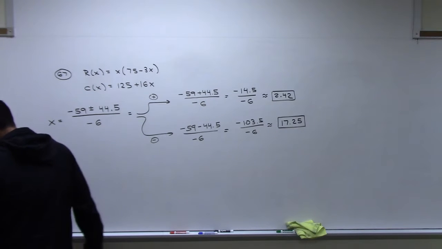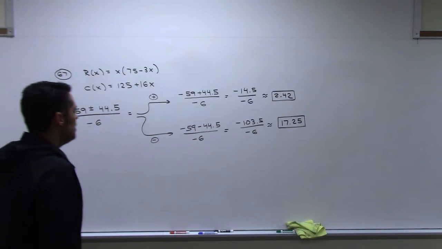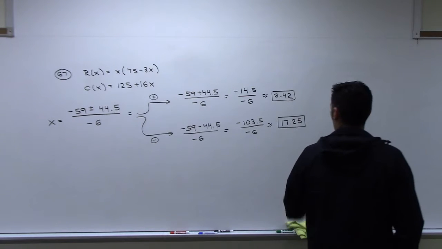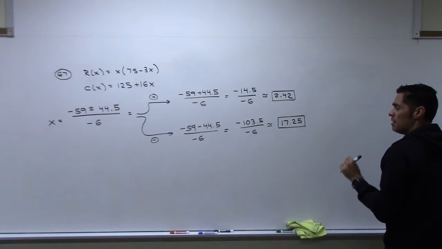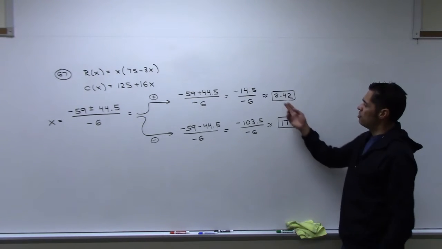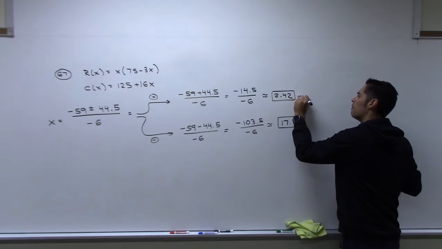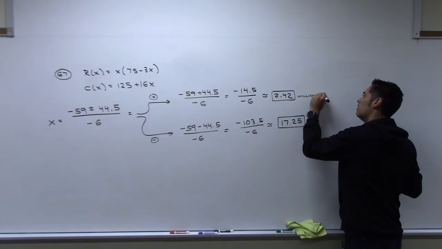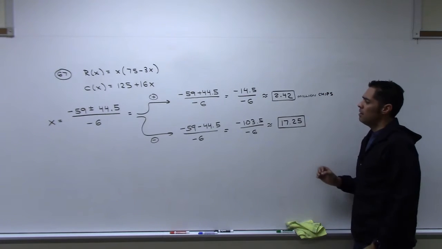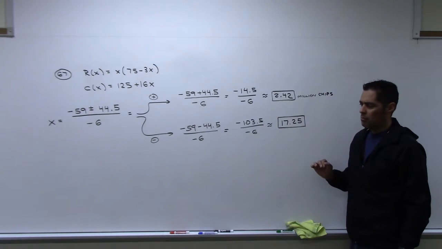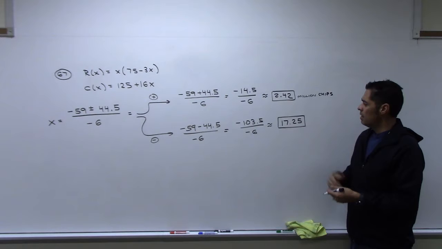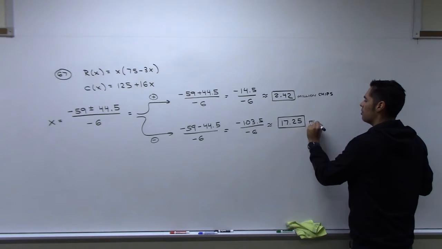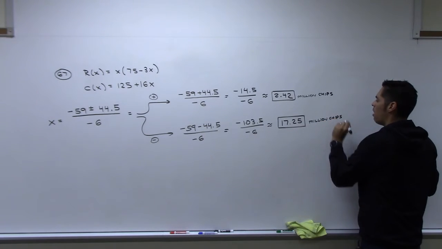So the break-even points that we found are these two values of x. Remember, x was the number of chips in millions. So if we manufacture and sell 2.42 million chips, then our profit will be 0. Our revenue minus cost, or I should say our revenue, will equal our cost. Same here. If we manufacture 17.25 million chips, then our profit will be 0.